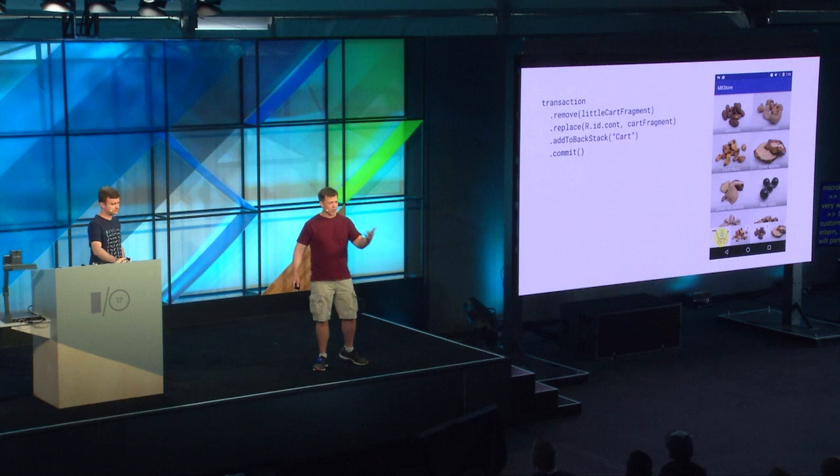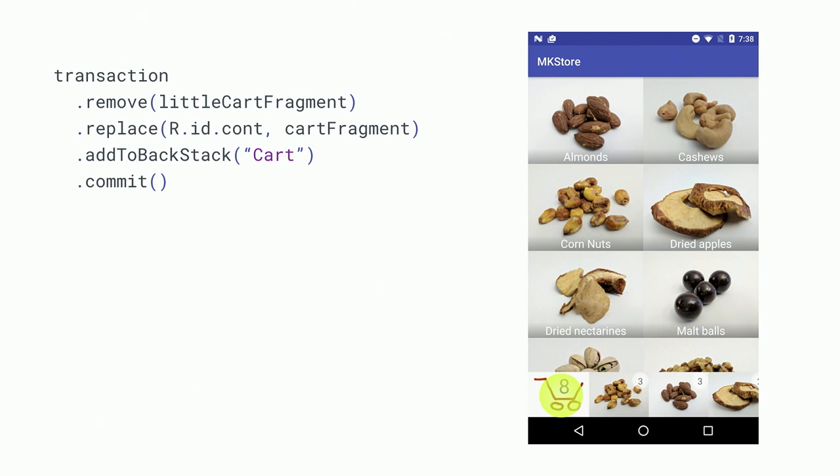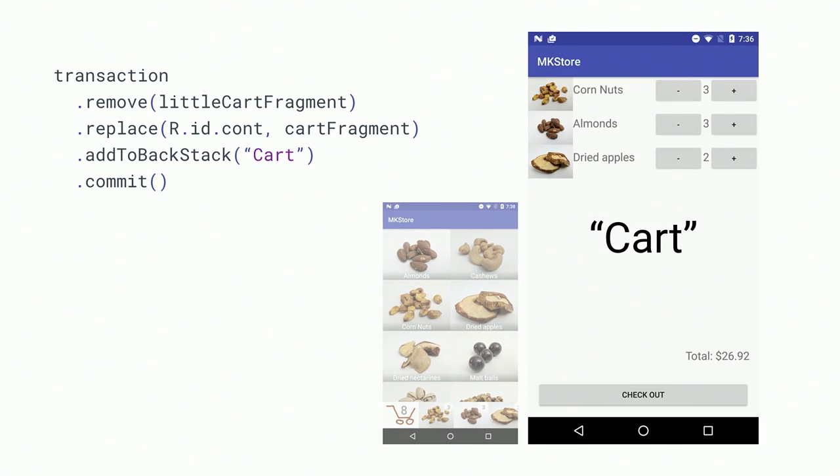And when the user comes in, they're going to click on the checkout button on the cart. What we're going to do is remove the little cart fragment at the bottom, and replace that big fragment at the top with our new fragment that we're going to label cart. Not the fragment, but we're going to label the state cart. I'm going to talk about that a little bit later, why we're giving it a name on the backstack.